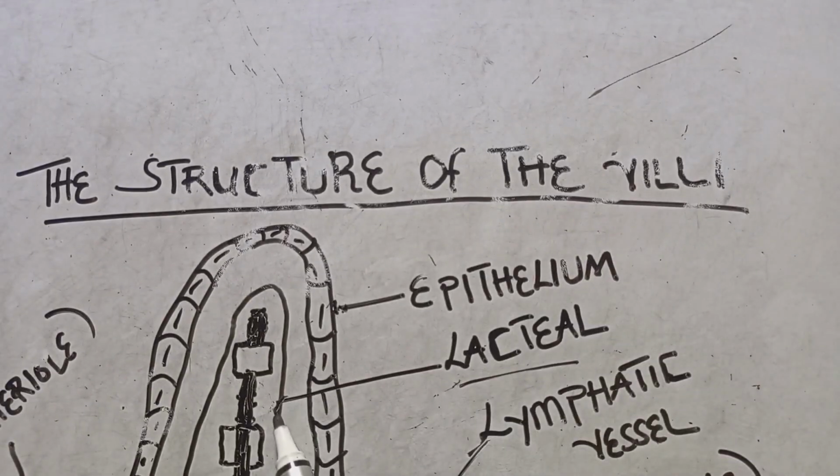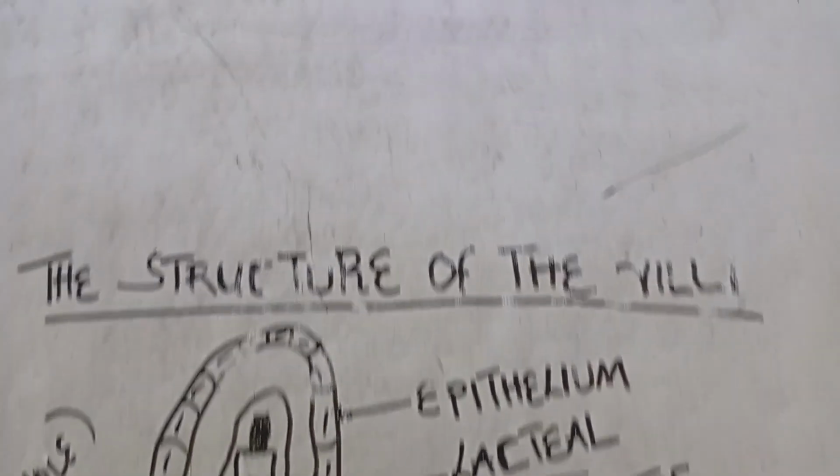So this part, this is where the absorption of fats gets to happen, and in the absorption of fats, what gets to be absorbed are the end products of fats. So the end products of fats in the process of digestion are what? The fatty acid and the glycerol.